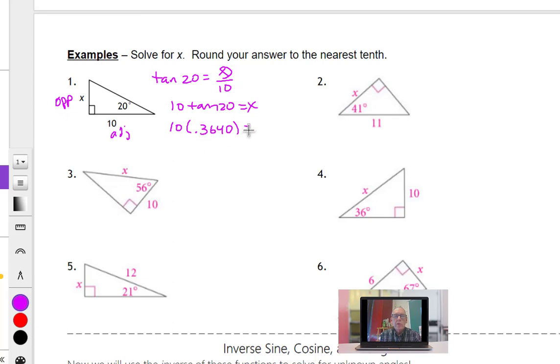So 10 times 0.3640 is going to be 3.64. So rounded off to 1 decimal, we have 3.6.